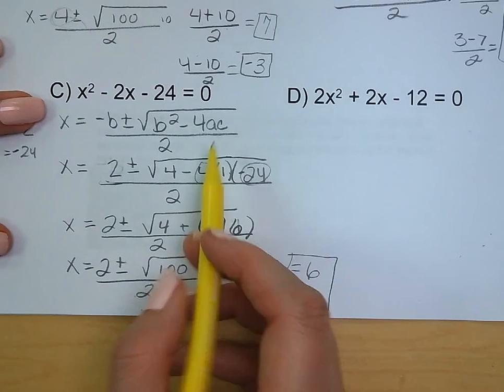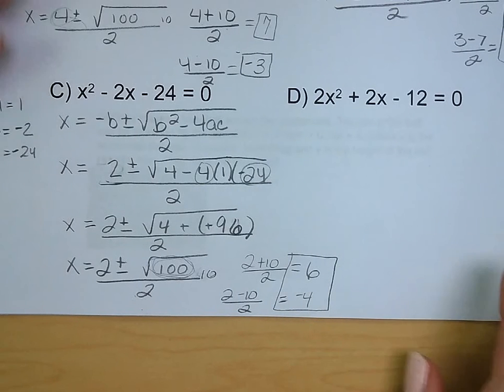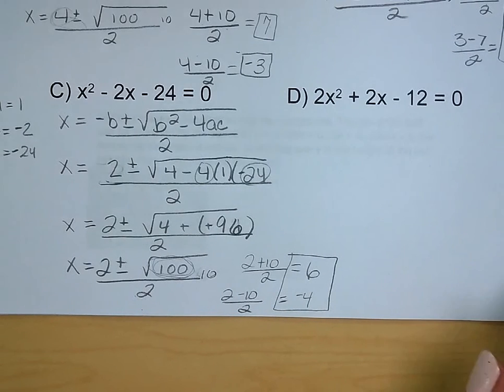Will there always be a square number here? Not always. It won't always be a perfect square. Sometimes you're going to have some ugly decimals here. It just so happens these first 3 are perfect squares.